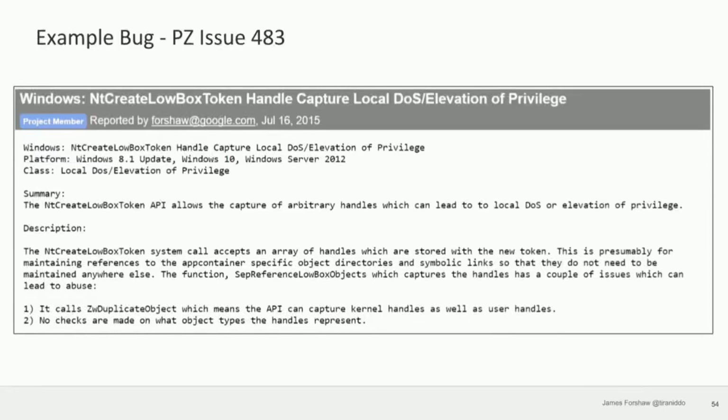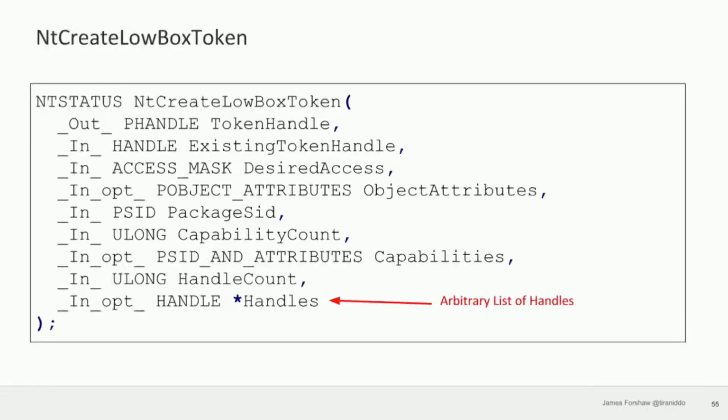This was a bug, and you can read up a bit more about it, there's a blog post about it. But basically, the NtCreateLowBoxToken function, which is used to create tokens for app container applications, took a list of handles. This is ostensibly for maintaining all your app container specific configuration, object directories, and things like that. But it never checked what handles you were passing. So for example, you could pass it a thread handle, and it would take a reference to the thread handle, and the reference would be maintained as long as the token survived.